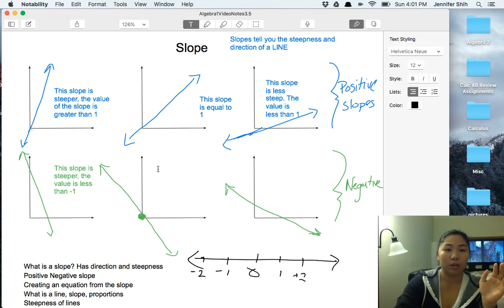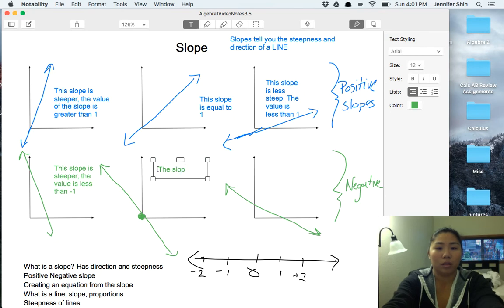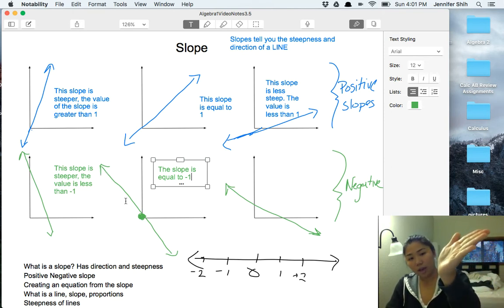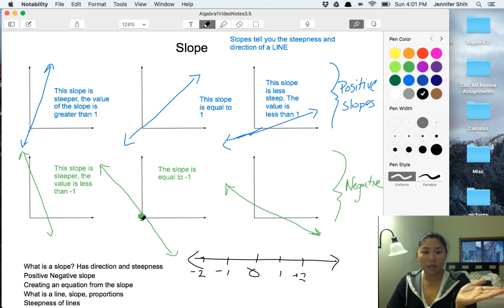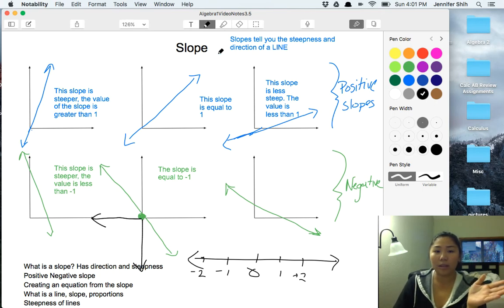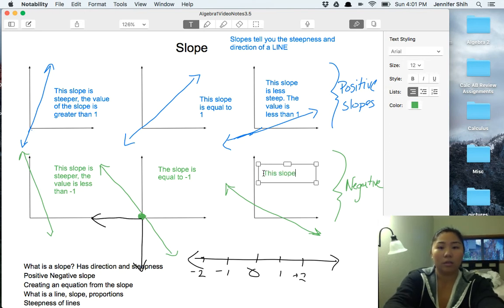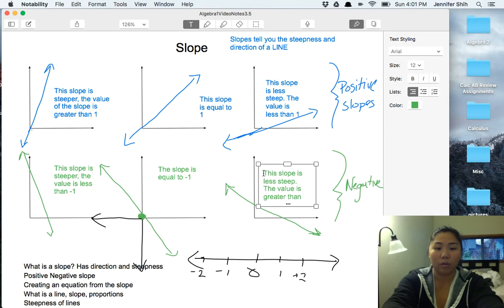Over here, the slope is equal to -1. Also pretty neutral, it's just negative. It's equal to 1, but the negative version, and it goes right through the origin. It cuts the axes in half if this continued down like this, and like this. And then this slope over here is also negative. This slope is less steep. The value is greater than -1.